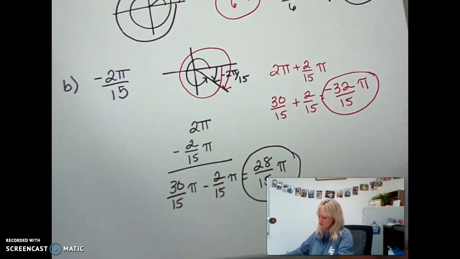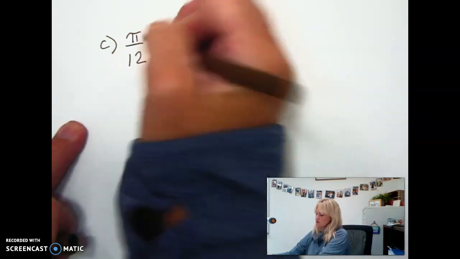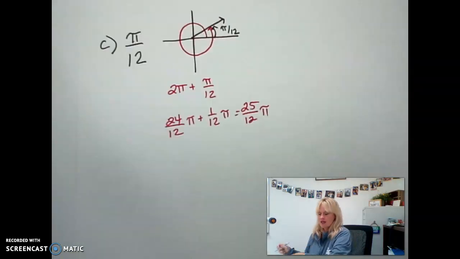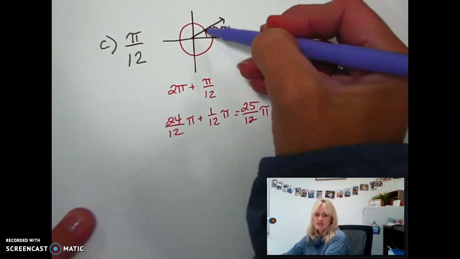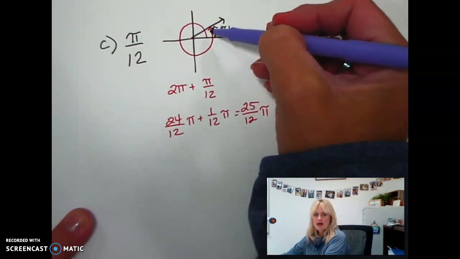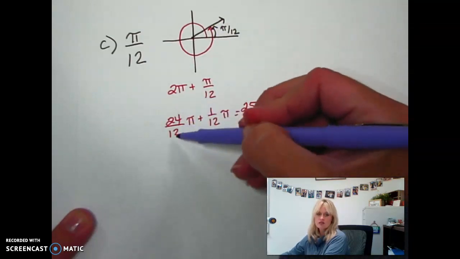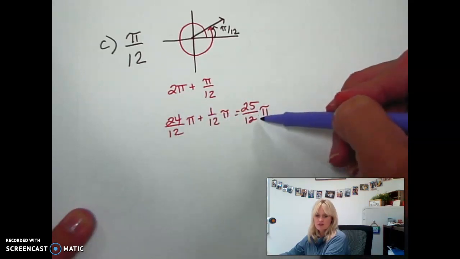I'm going to try one more with you to make sure you're feeling confident. So you again try this last one on your own. Pi over 12. What is the positive and negative coterminal angle? Again, I drew a sketch where pi over 12 would be. I started in the same spot, went all the way around and ended in the same spot, so I went 2 pi plus 1/12 pi more. I made 2 pi into 12ths, added my like terms, and got 25/12 pi.